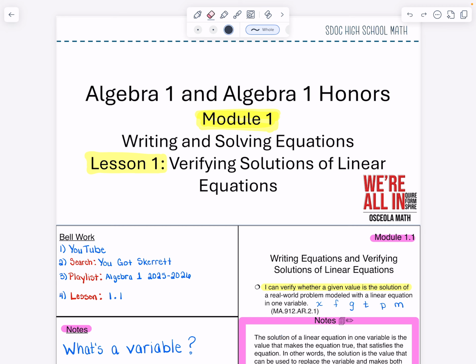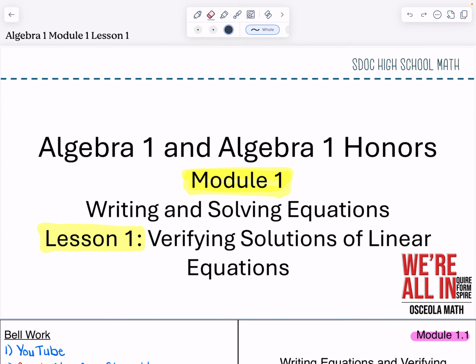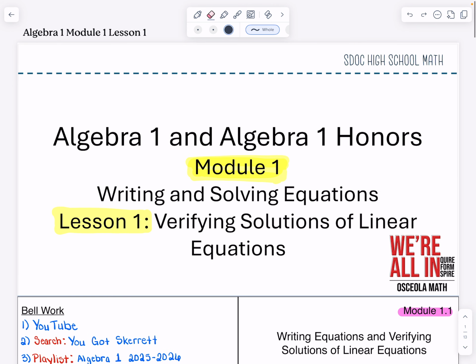When you open up a video, the very first thing you're going to see is this page here, where it tells us which module and which lesson we're on. On this one, being module 1, lesson 1, I call this 1.1. We are going to be verifying solutions of linear equations.